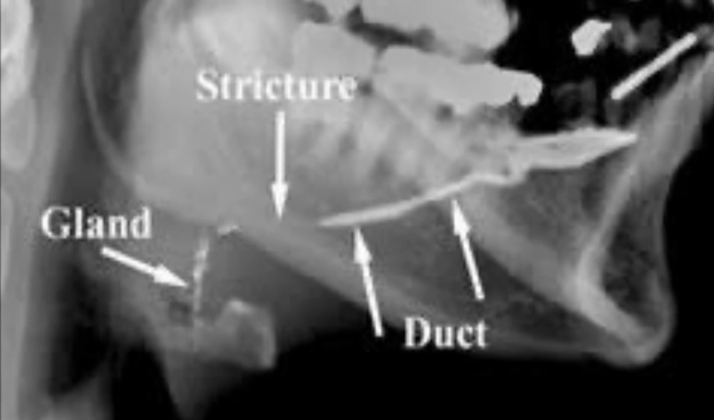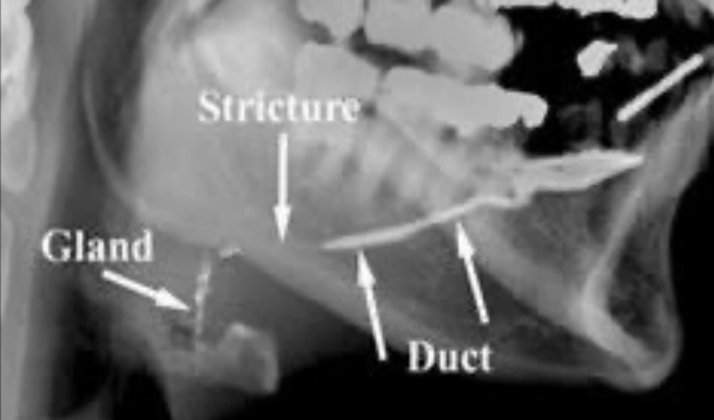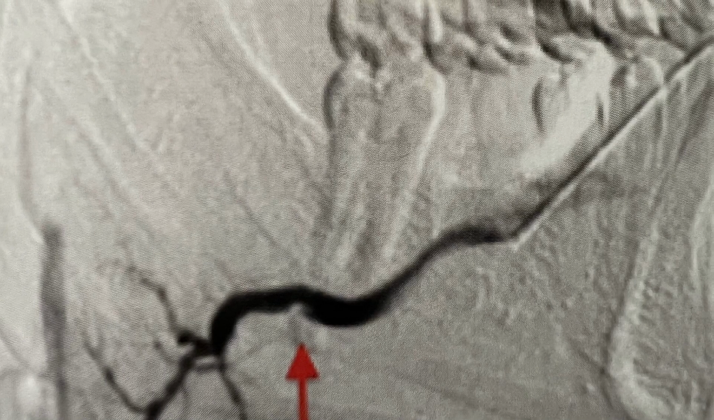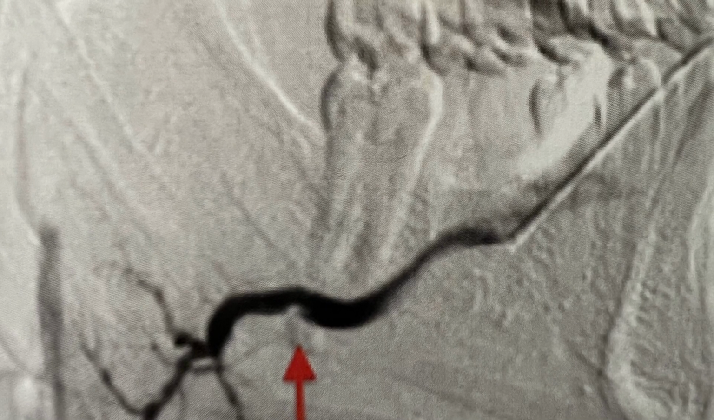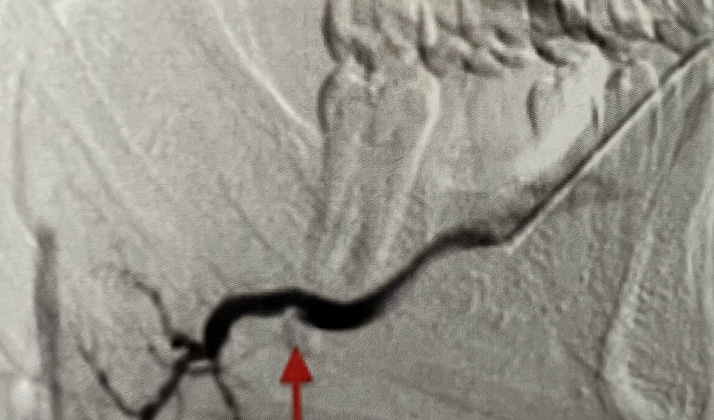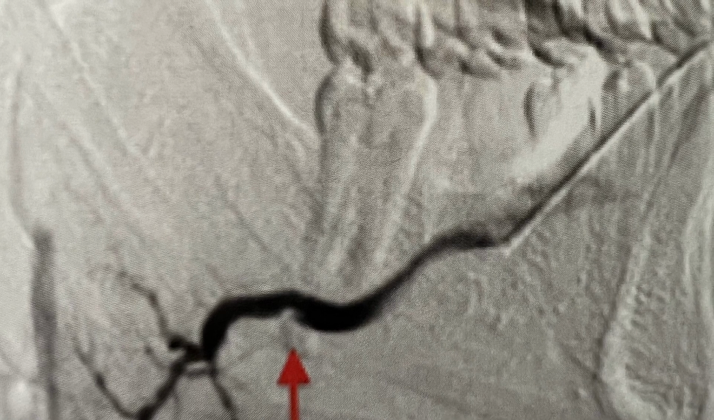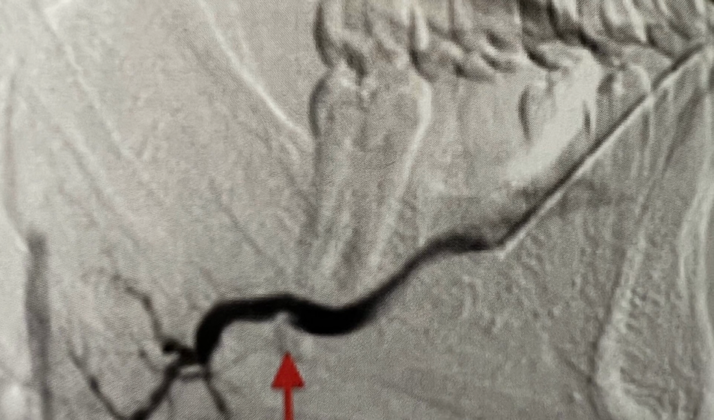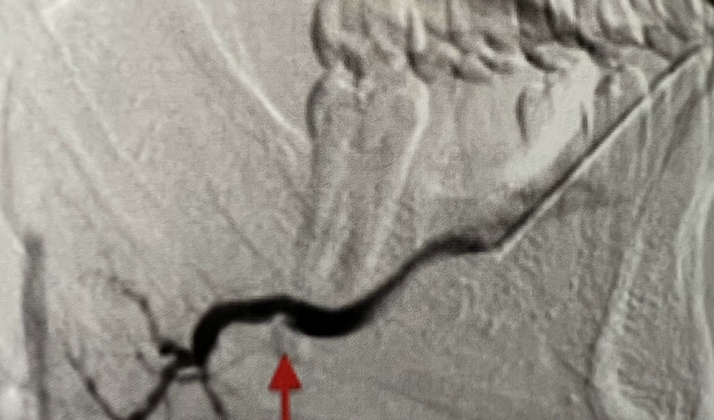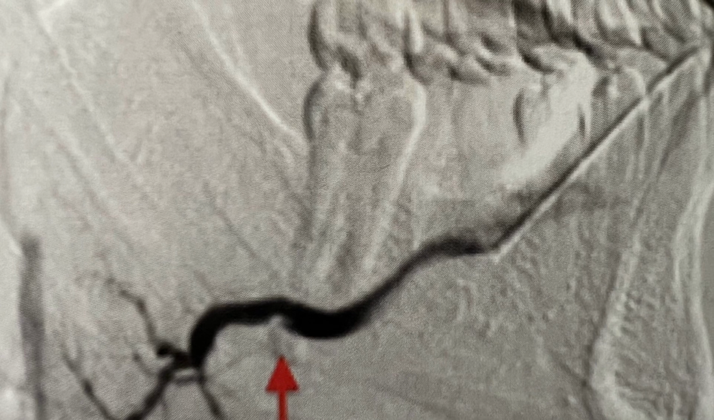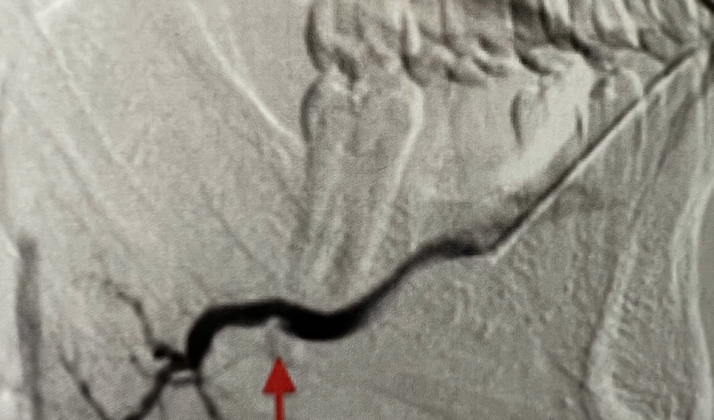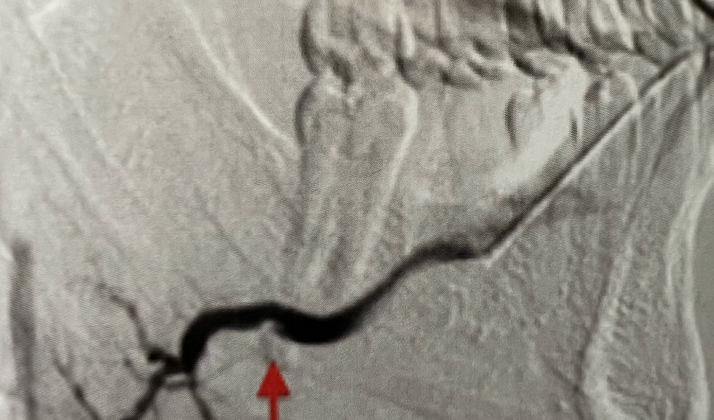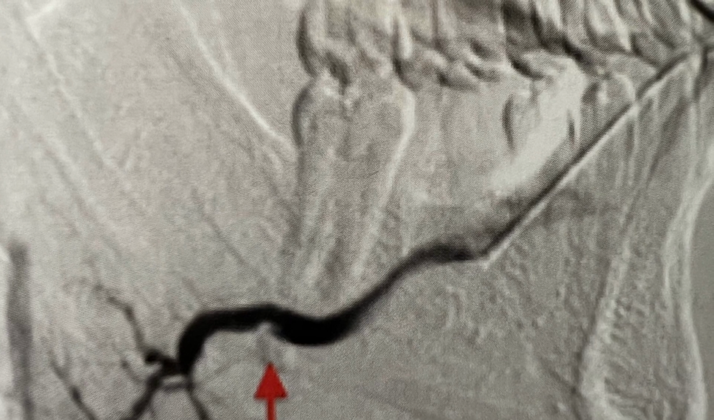A salivary gland duct stricture is a narrowing or blockage of the duct that carries saliva from the salivary gland to the mouth. It can cause various symptoms including dry mouth, swelling, and pain. The most common duct obstruction or stricture is in the parotid gland, followed by the submandibular gland, then the sublingual gland, and lastly, very rarely, the minor salivary glands.